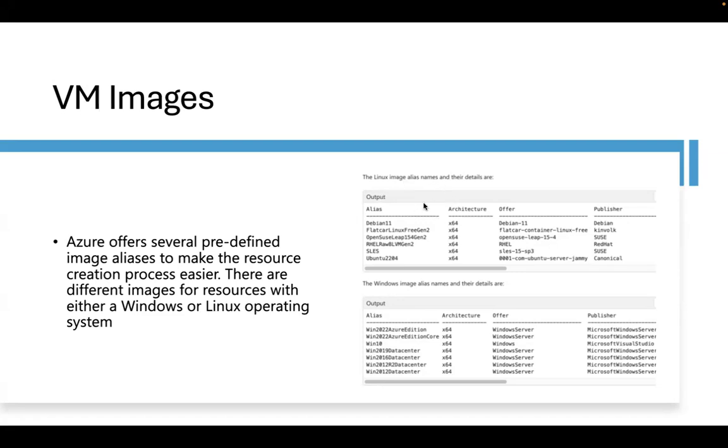Okay, so these are the Linux images which are already available, like Debian 11, OpenSUSE, RHEL, SLES, Ubuntu. And similarly for the Windows images, here are some of them: Windows 2022, 2019 Datacenter, 2016 Datacenter. These are some which we already used. So these images are already available. You just need to choose which image you want to use for your VM. Just select and use it.